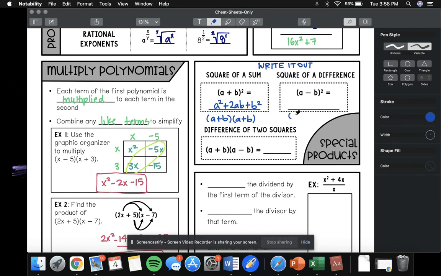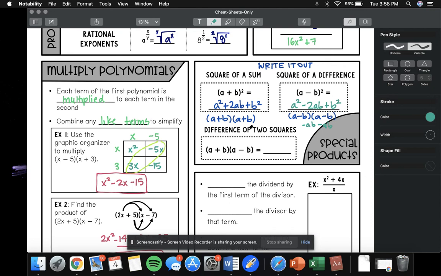Okay. Again, even if these were regular numbers, my suggestion is to write it out and actually do the multiplication. So for this one, it would be a minus b times a minus b. A times a is a squared. A times negative b is negative ab. Negative b times a is negative ab, which means I have a total of 2 of those. So 2 negative ab's, and then negative b times negative b, which is a positive b squared.